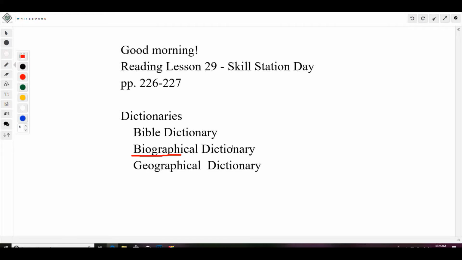So a biographical dictionary gives you information on people. And you don't look it up by their first name. You look up every person by their last name.